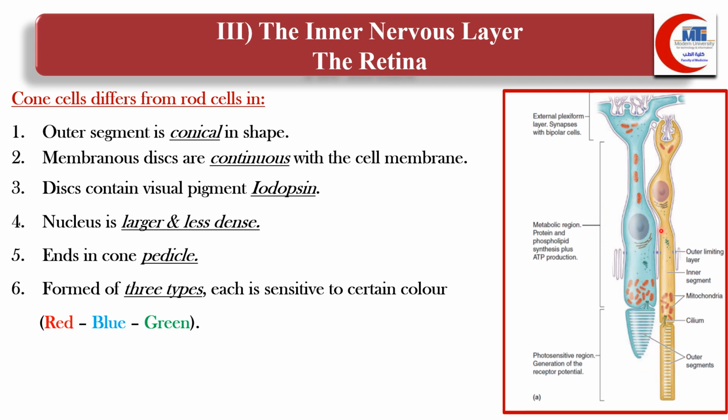The nucleus is larger and less dense. The synaptic region is in the cone pedicle. The cones are formed of 3 types. Each is sensitive to a certain color: red, blue, or green.